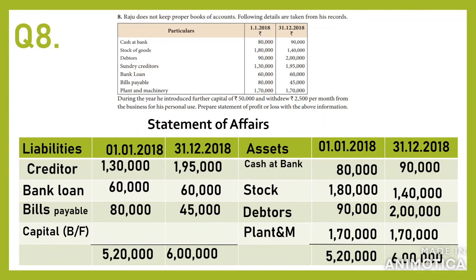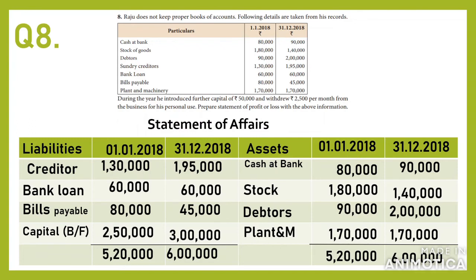Okay. And if you want to find out the capital as of 31st December, you start with 6 lakhs, and from 6 you will deduct 1.95, 60,000 and 45,000. Okay. So if you do this, this is what you will get. The opening capital is 2.5 lakhs and the closing capital is 3 lakhs. Okay, I hope this step is not very confusing for you, and you can easily follow what I'm saying.